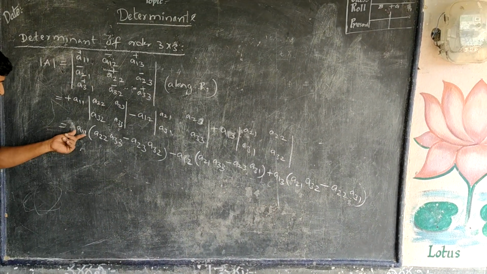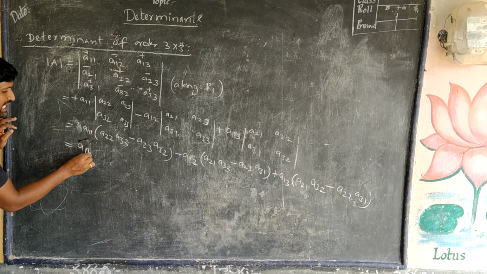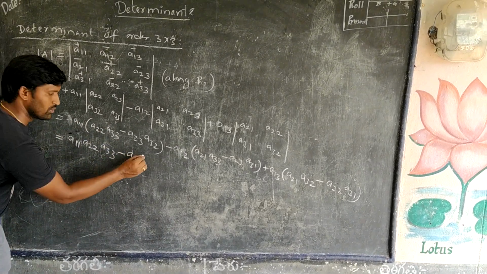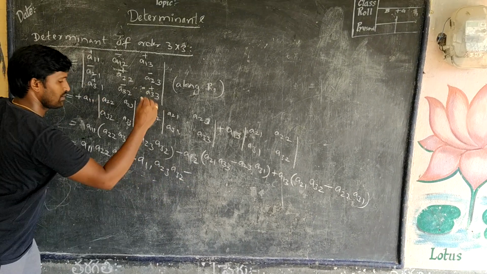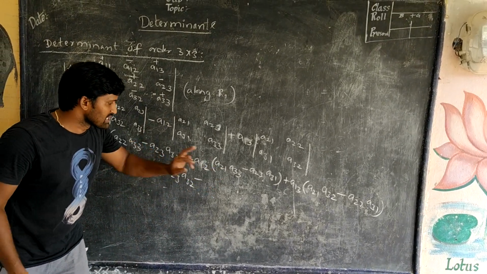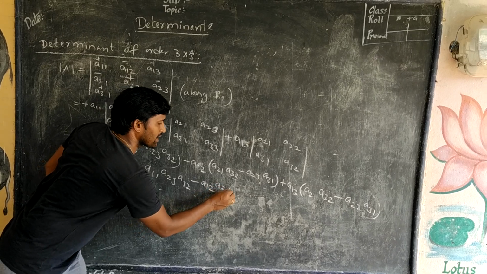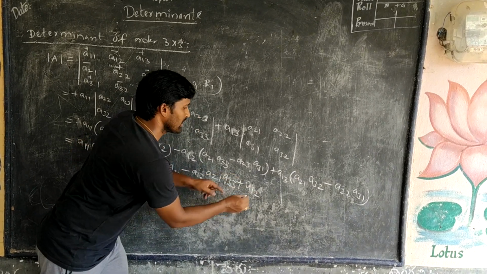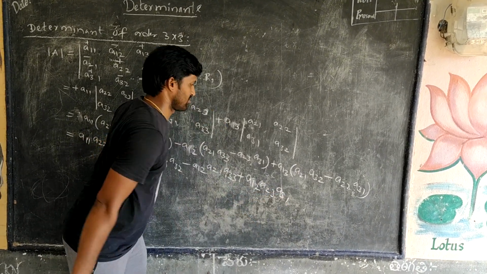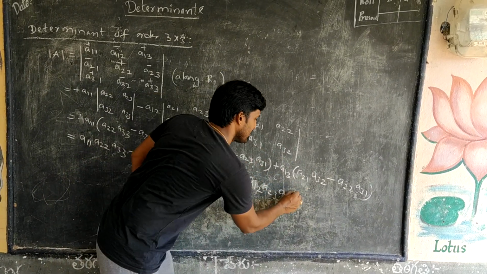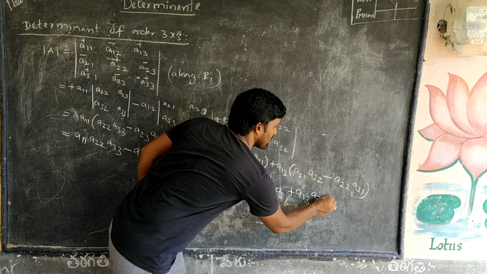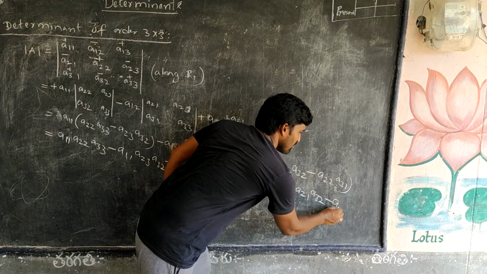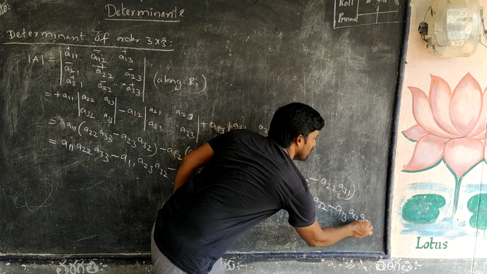Now if you multiply A11 inside, what value will we get? A11 into A22 into A33 minus A11 into A23 into A32, minus here A12 multiplied inside: A12 into A21 into A33, and minus into minus gives plus A12 into A23 into A31. Similarly, plus A13 multiplied inside: A13 into A21 into A32, and plus into minus gives minus A13 into A22 into A31.